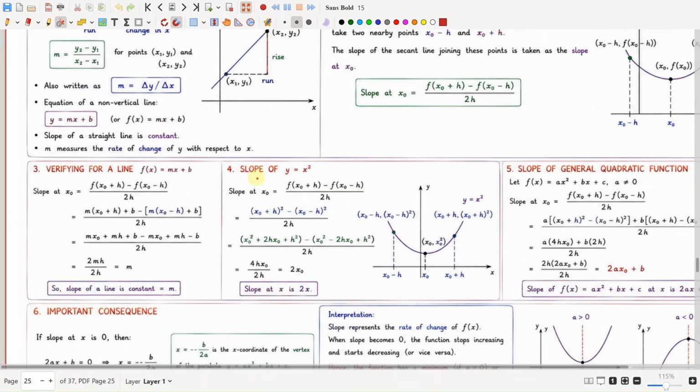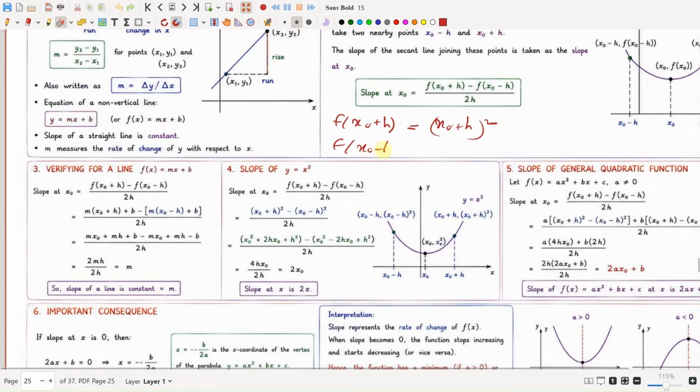Let's see for y = x square, which means f(x) = x square. So, the slope formula: f(x0 + h) will be (x0 + h) the whole square, and f(x0 - h) is equal to (x0 - h) the whole square. That's what we have done here: (x0 + h) square minus (x0 - h) square, divided by 2h.